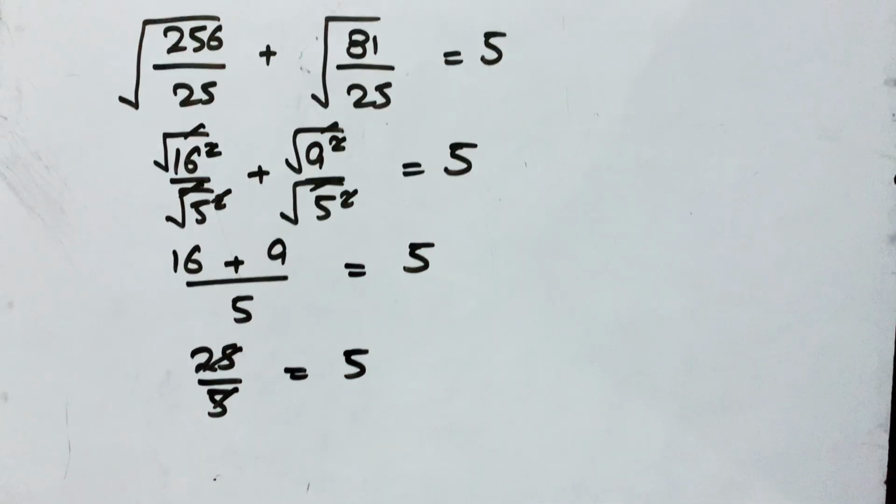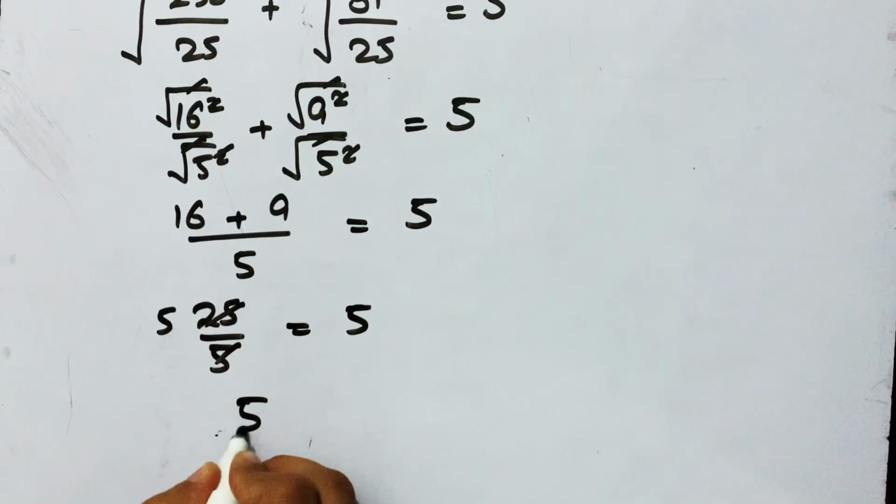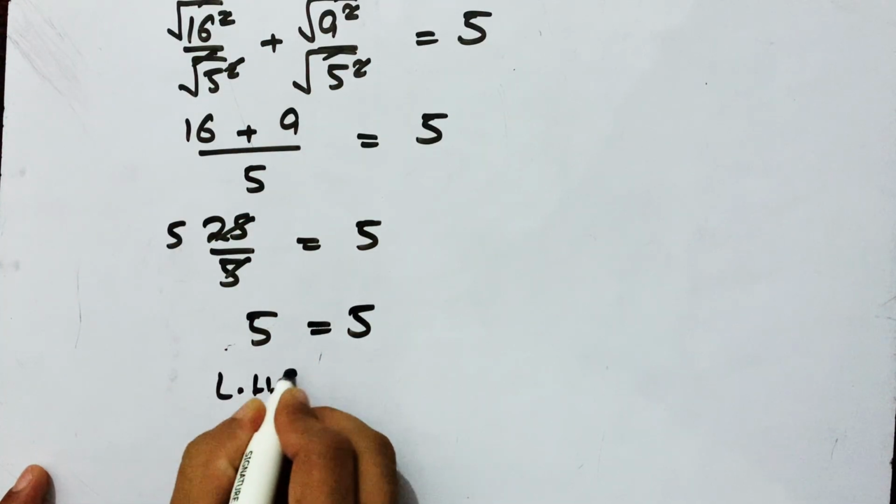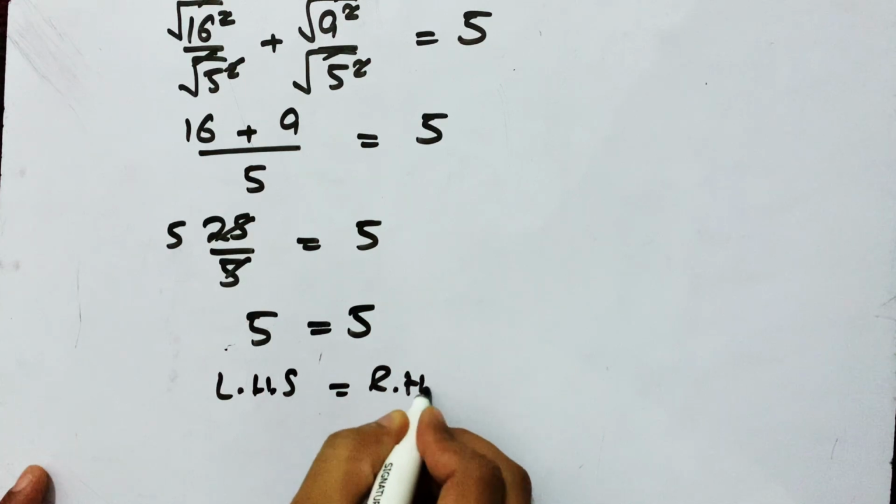5 into 5 is 25. So this proves that our desired answer of the solution is correct.